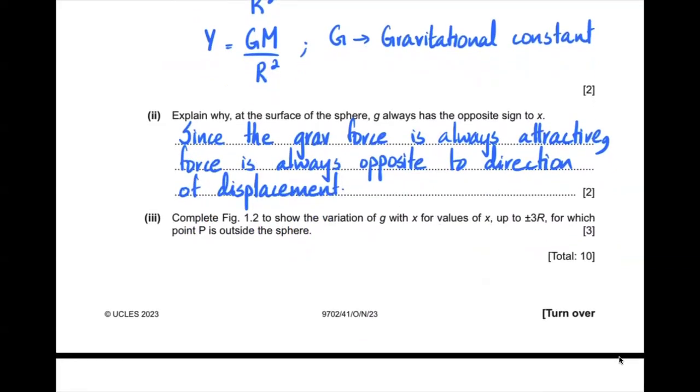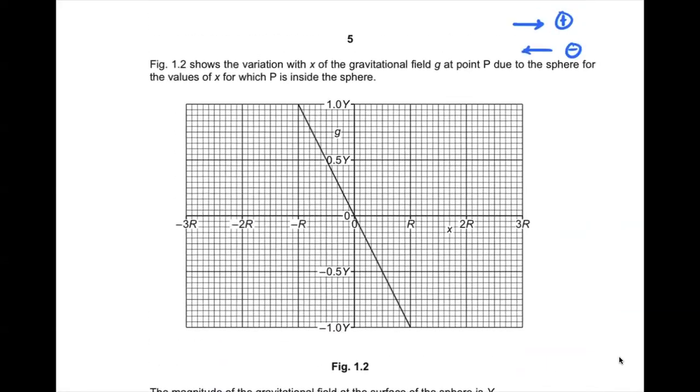Complete 1.2 to show the variation of g with x for values up to plus minus 3r for which P is outside. So we were drawing till r, which was from the inside till the surface of r. So I know that the expression that I also just used is that g is inversely proportional to r squared, right? So first of all, I know that even if I go away, the gravitational field strength would have the same sign. If you're to the left of the sphere, the gravitational field strength would be towards the right, and then I just need to draw this according to the inverse square law.